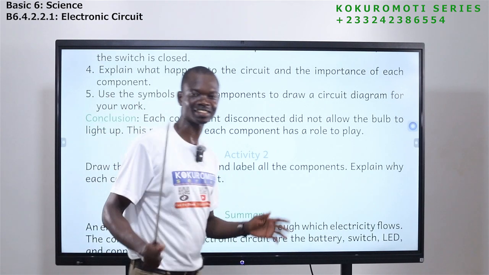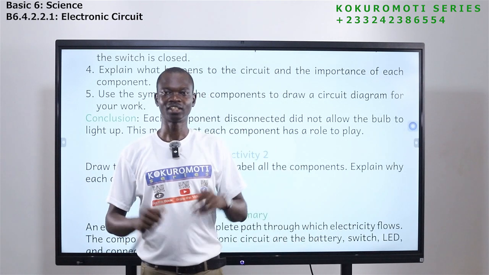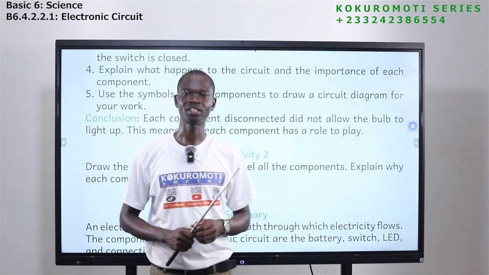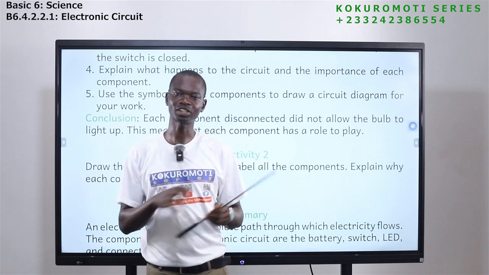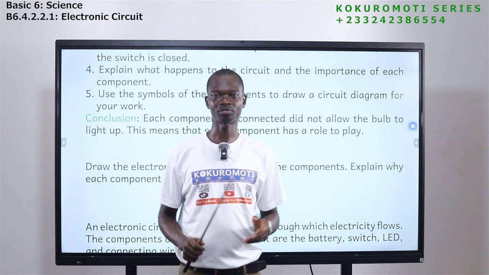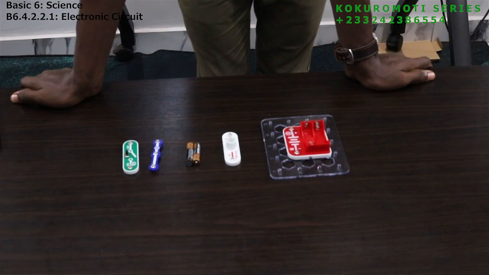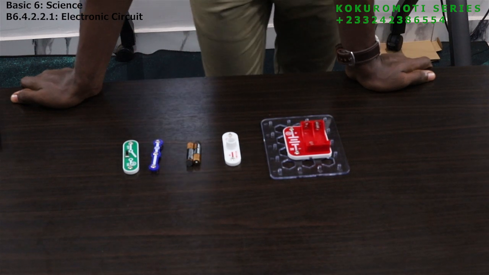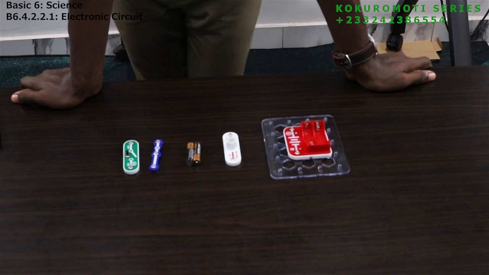So today's lesson is very simple. We are going to look at an electronic circuit, the components, how they are arranged. And after you have arranged them, if one part is removed, what happens to the LED? That is what we are going to look at. So pay attention. We are going to look at the construction of an electronic circuit.